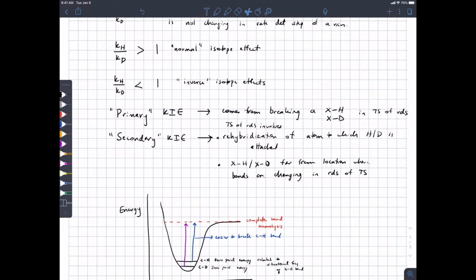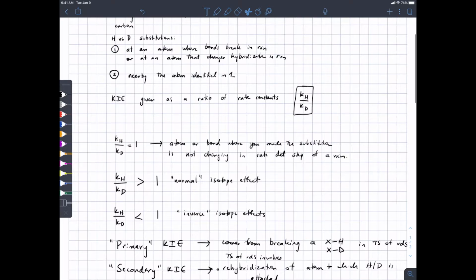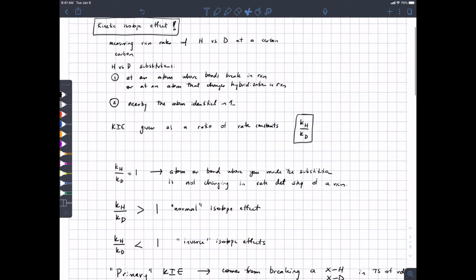So we've been talking about kinetic isotope effects, and this is basically where you do a reaction with hydrogen versus deuterium at a particular carbon, and then you measure the rates of the reaction, and that's the easy part. The tough part is interpreting what the results mean, and so I'm trying to give you a framework that will help you understand what the kinetic isotope effect means.